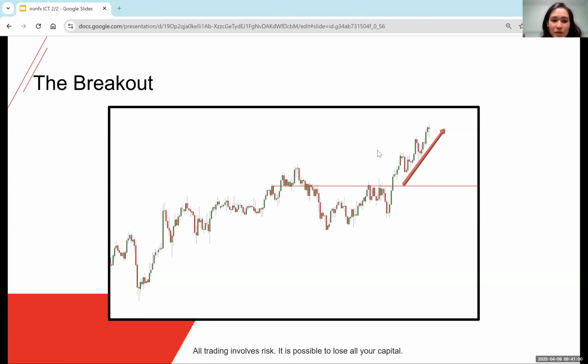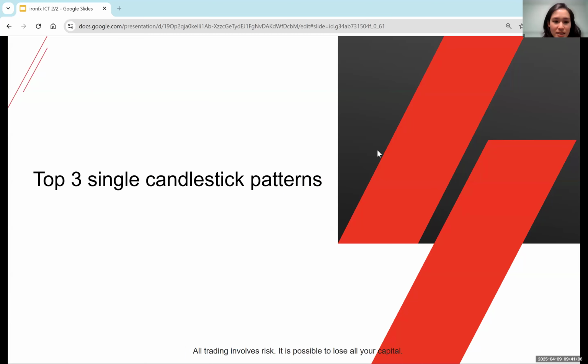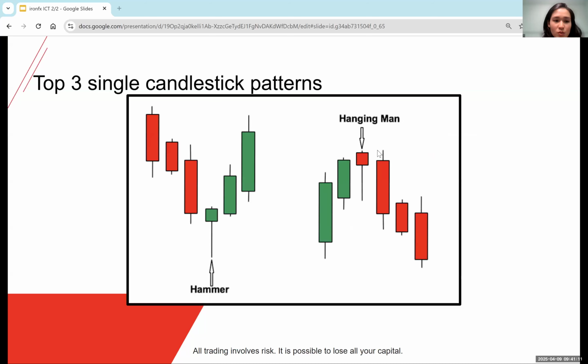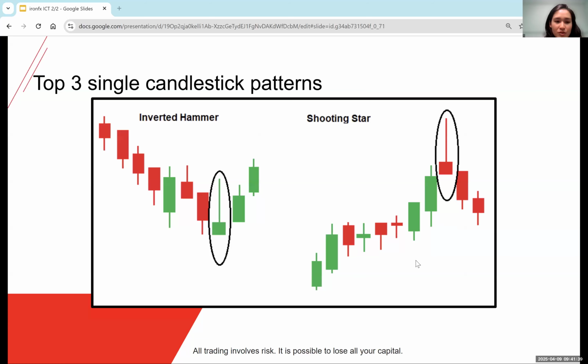So we're going to talk a bit more about single candlestick patterns since it plays quite closely to one of the key concepts for SMC and ICT. So we'll quickly cover the top three single candlestick patterns. Firstly is the hammer and the hanging man. So these are single candlestick patterns. You're solely looking at this one candlestick in the middle where your candlestick is quite short and it's positioned either near the high or the low. Your hanging man is obviously in a downtrend, hammer is when prices are moving upwards.